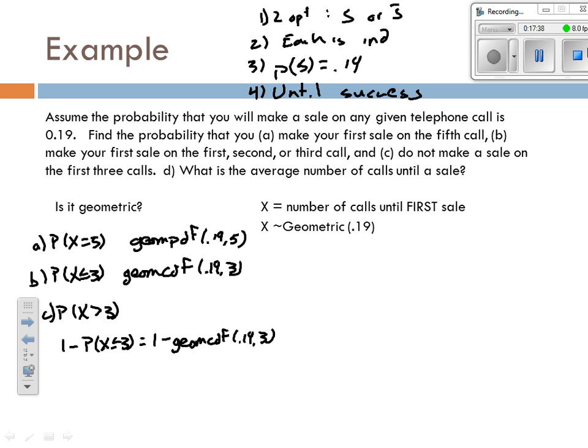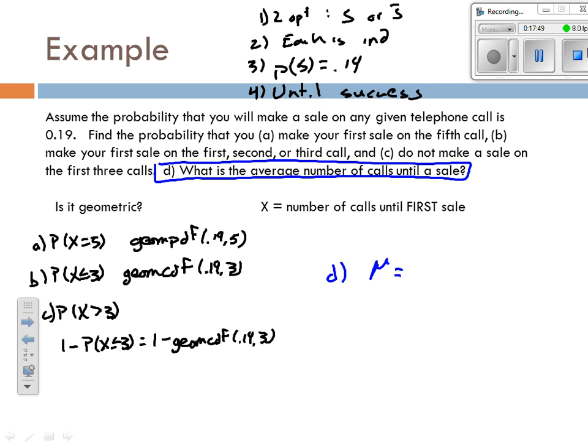That's not new. The new type of question: how many calls would we expect to make until we get our first sale? So for part D, the expected number of calls until a sale, if we go back to our formula, 1 over p, so 1 over our probability of 0.19, we would expect to make about 5.26 calls. Think about it. If you're having success 20% of the time, we would expect about 1/5 of the calls to be successful. So you'd expect to have to make 5 calls before you make your first sale.